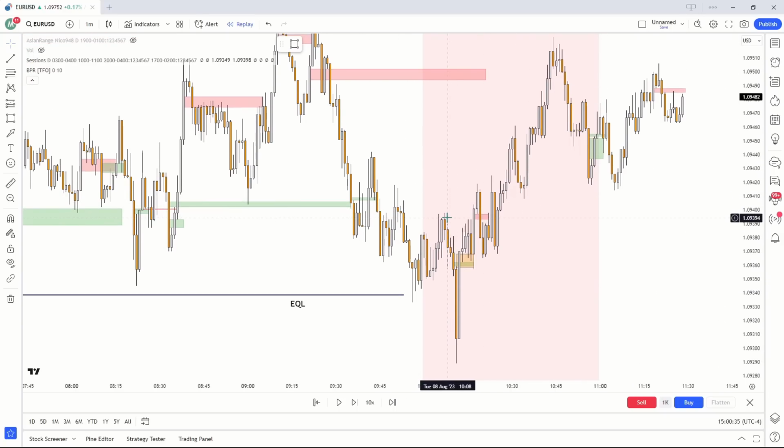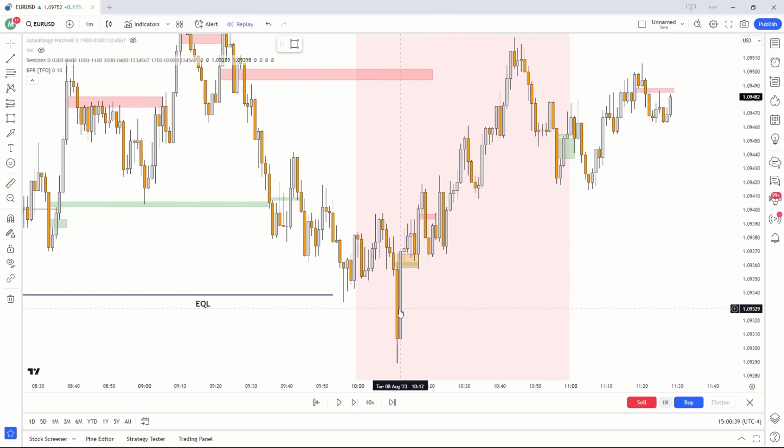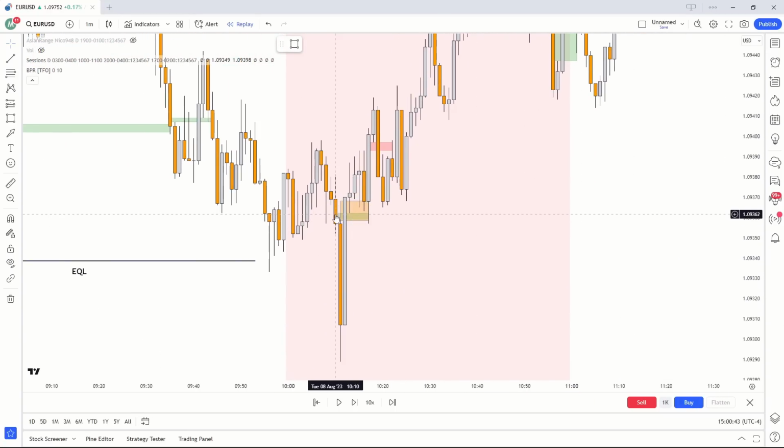Market structure shift: we have right here, we've closed above this high. So we've got our market structure shift, and we have our displacement, and we have our balanced price range. As you can see, this is the balanced price range right here. We have a fair value gap right here, and we have another one right here. So we have a balanced price range. I want to enter off 50%.